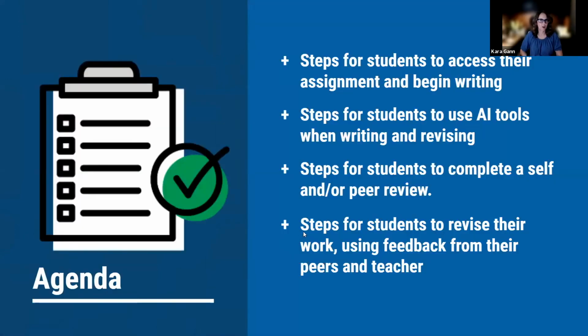Our agenda today is we want to keep you in a flow of what it would look like to be a student. So we've got steps for students to access their assignment and begin writing. So we're going to do a quick overview of what that looks like, jump into showing you the AI tools, talk about self and peer review that students have, and then steps for students to revise their work using feedback from their peers and teachers. So we're going to take you through that loop.